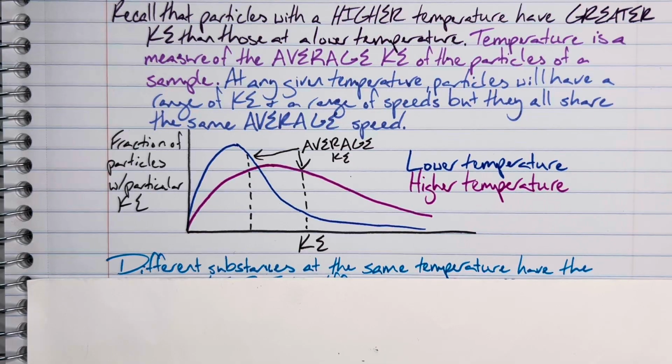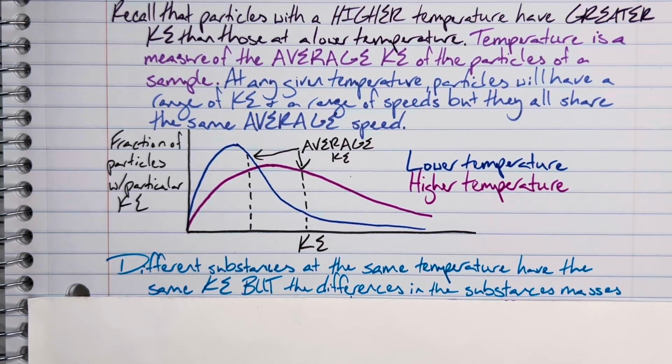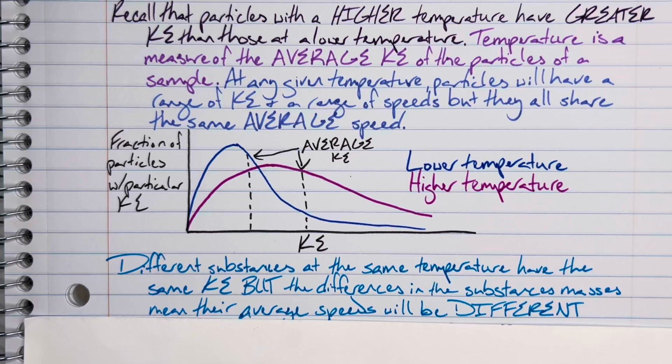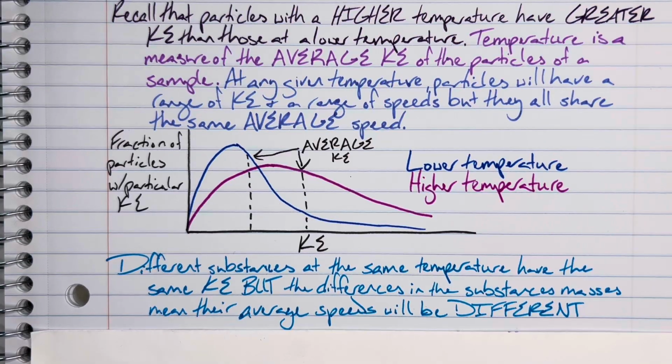Different substances at the same temperature are going to have the same kinetic energy, but differences in substance masses mean that their average speeds will be different. So just because we have a sample of gas that is all at 25 degrees Celsius doesn't mean that each of those particles within that gas mixture are going to be moving at the same speed. If we have a gas molecule that is substantially heavier, then it is going to be moving substantially slower than one that is much lighter. So helium, for instance, is going to be able to move much faster at 25 degrees Celsius than argon would be able to, even though they are both gases and they are both at 25 degrees Celsius.